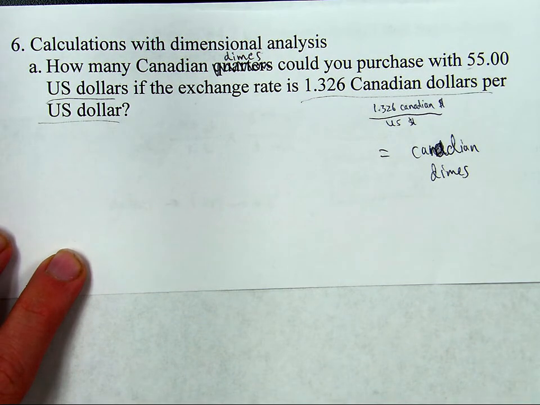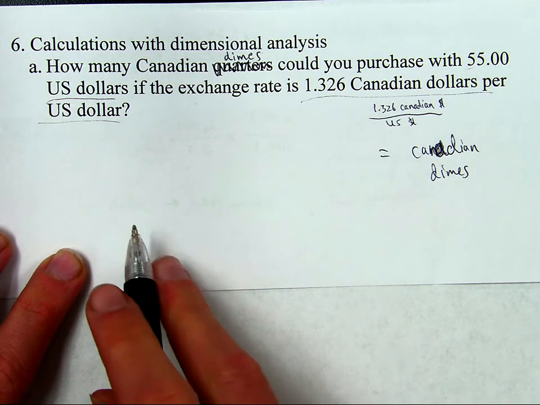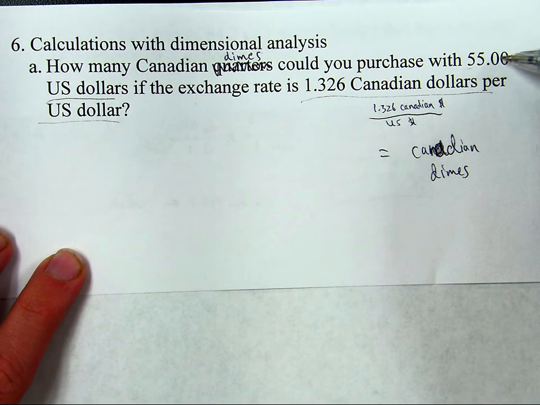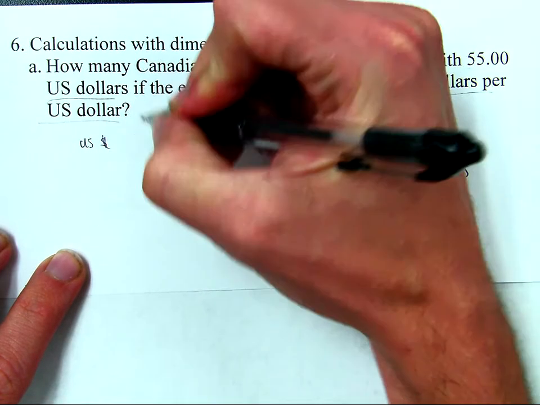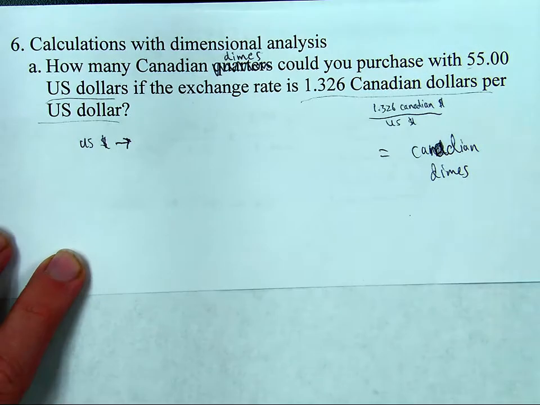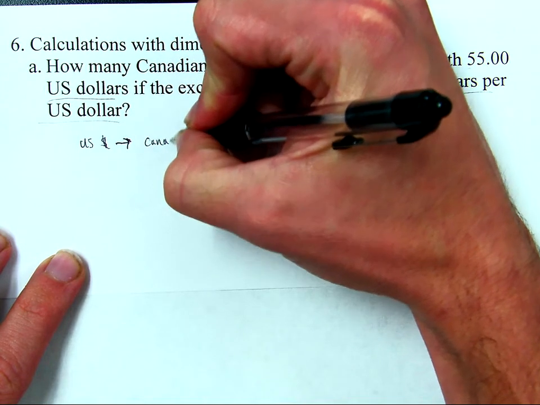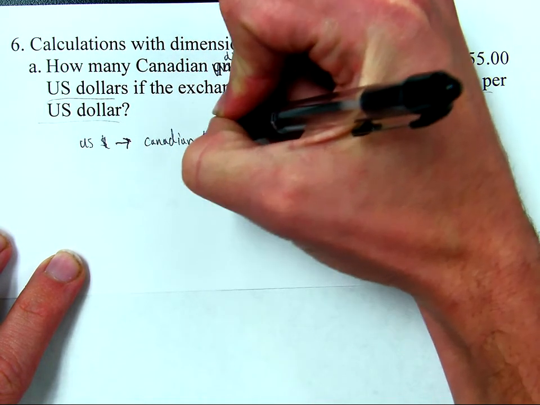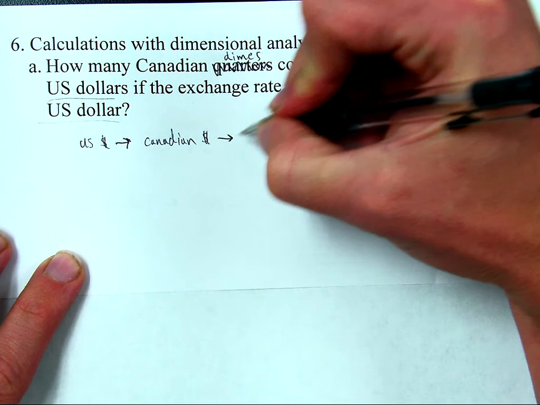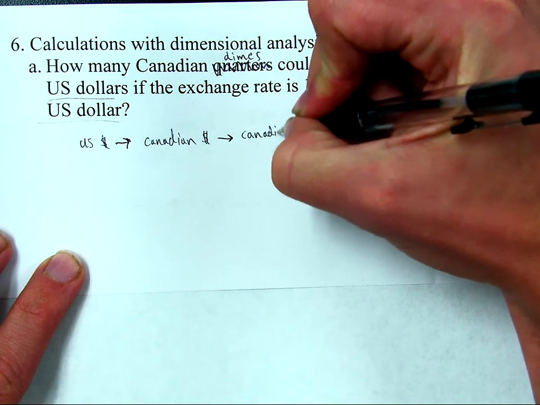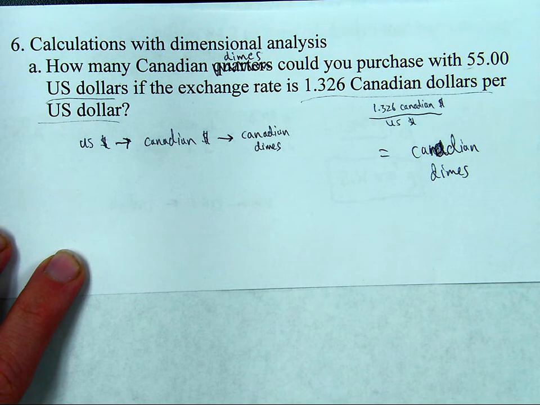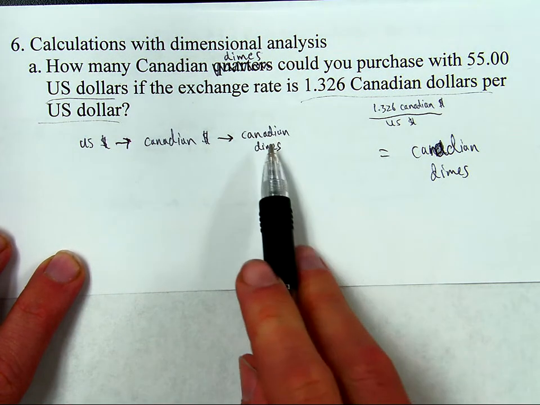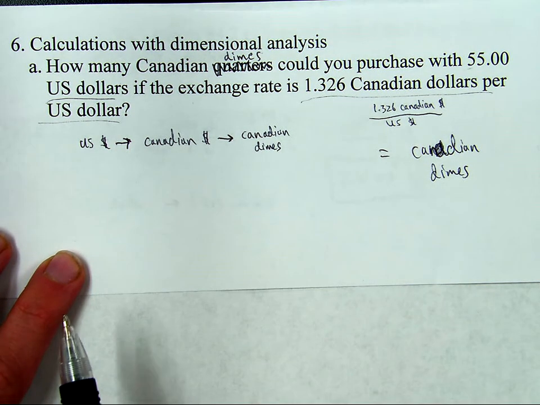Okay, so let's see how we're going to do this. I figure you'll start with what you're given, 55 US dollars, and then we'll convert that to Canadian dollars, and then we'll convert Canadian dollars to Canadian dimes. Okay, so basically that means two conversions.